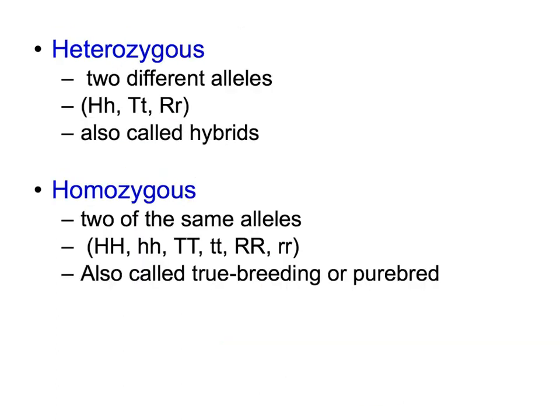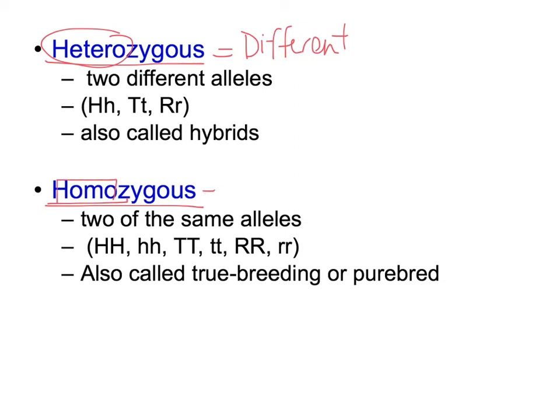So two other important terms we need to know are heterozygous and homozygous. Now hetero, that root word, means different. And the root homo means same.